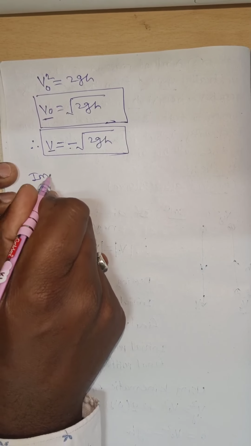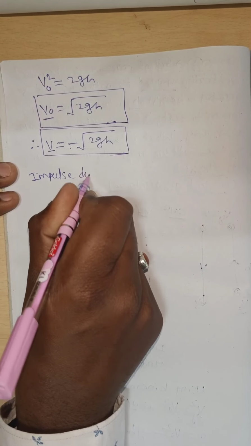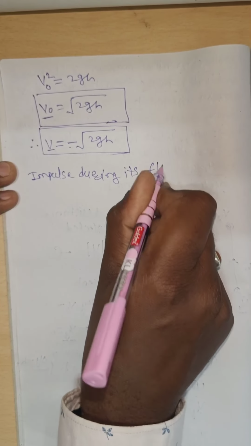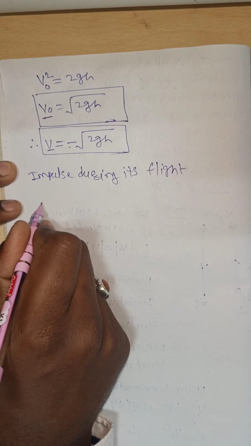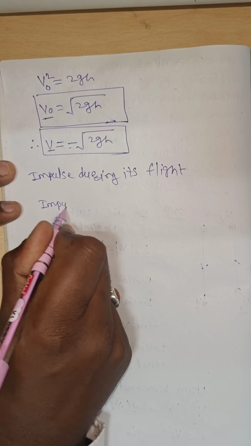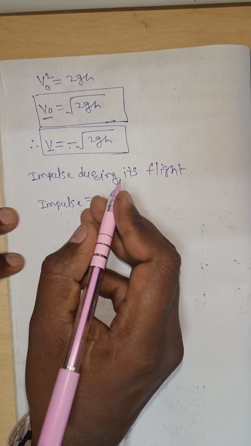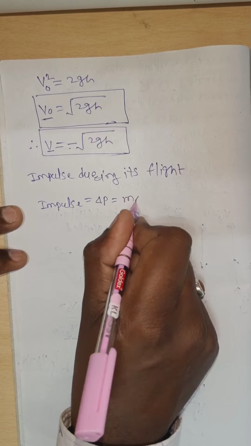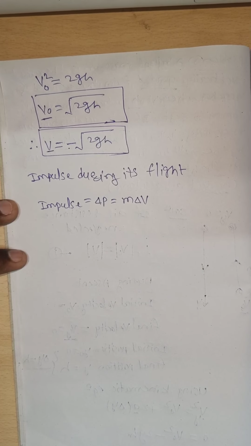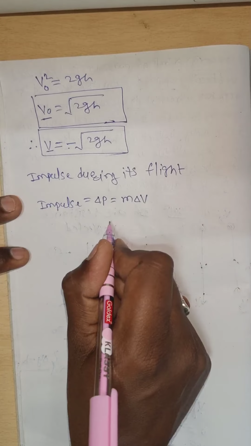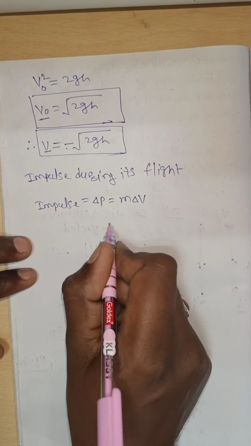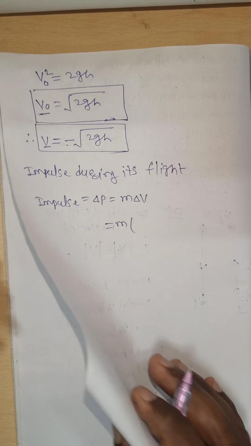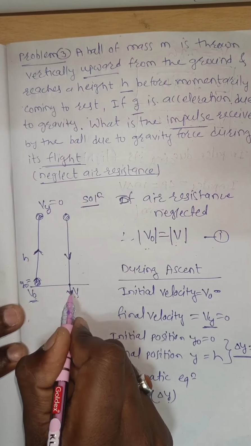Therefore we ought to find the impulse during its flight. We know that impulse is equal to delta p, which is nothing but m into delta v. Impulse is equal to m into delta v, where delta v is the change in velocity, that is the final velocity minus the initial velocity. During this flight, what is the final velocity?